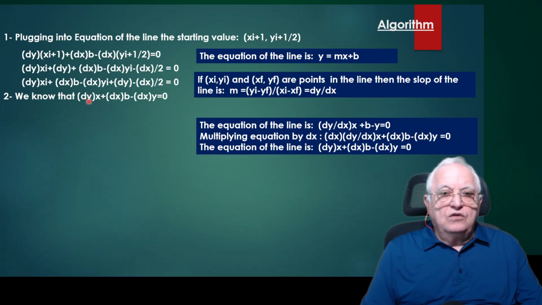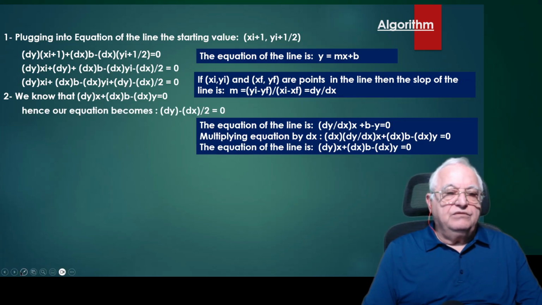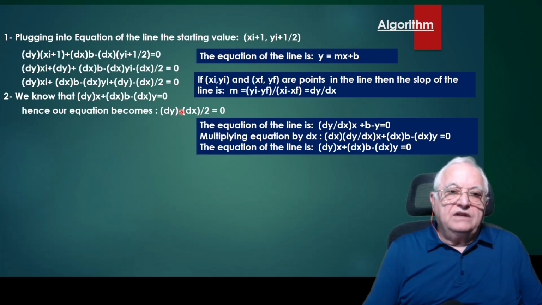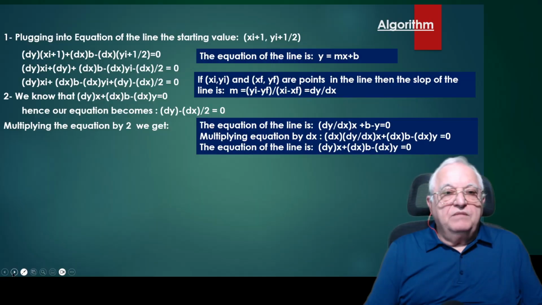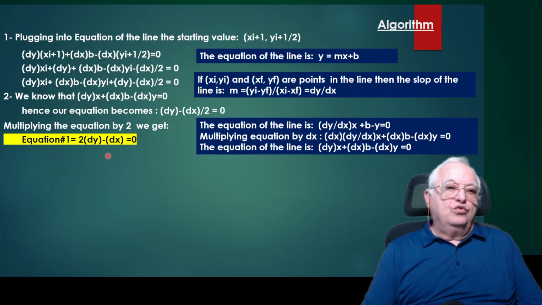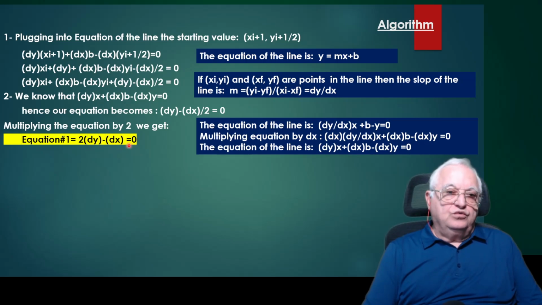But I know that this dx b dx y is equal to 0 from this equation. So I can take this term out of the equation because it's 0. Then that leaves me with an equation which is going to be dy minus dx divided by 2. The rest went away because it's equal to 0. Next, I multiply everything by 2 just to get rid of this division. And what I end up with is an equation which is 2 dy minus dx equal to 0.